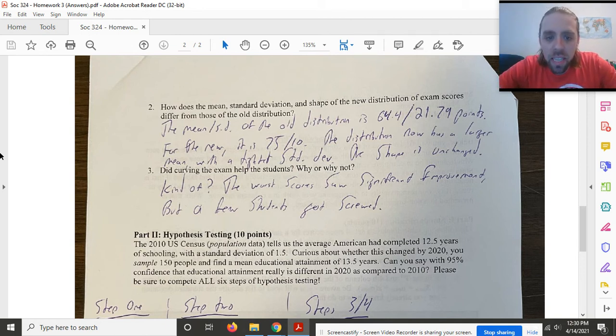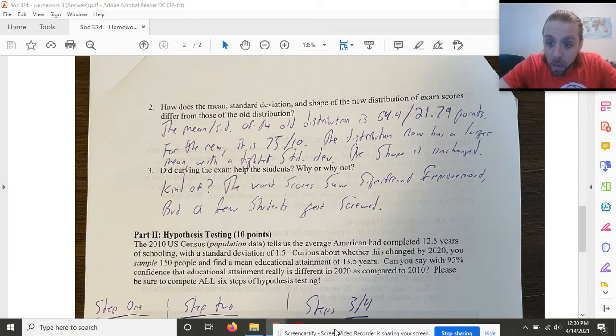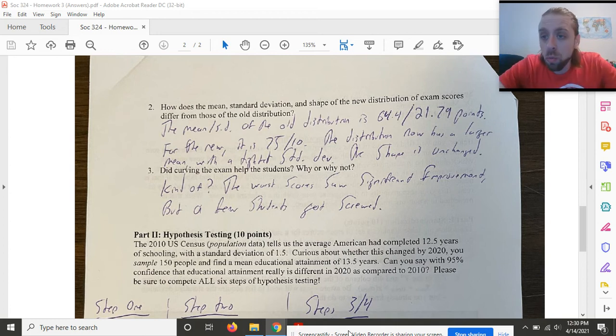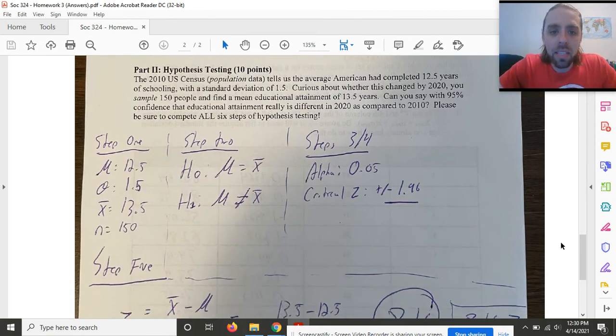So yeah, did curving the exam help the students? What I really wanted you to point out here was that some people are going to be affected differently by this. If you were that student who got a 21 on the original distribution, you are probably pretty happy with how you ended up. You still did poorly in relation to all your classmates, but there's no doubt that your score rose. But for the students who did very well, now they get a grade back that is less than what they actually earned. I would not be happy about that if I were that student. So I was hoping for you to point out that some people were helped by this, others were not. Okay, now moving on to our hypothesis test.